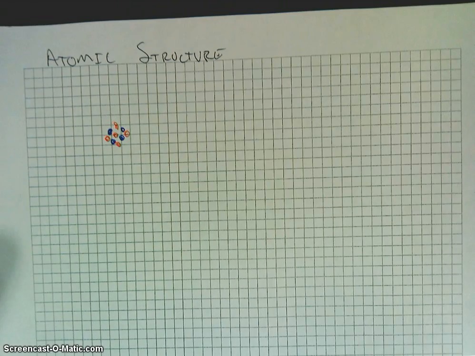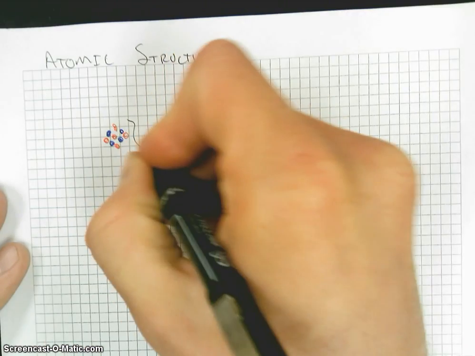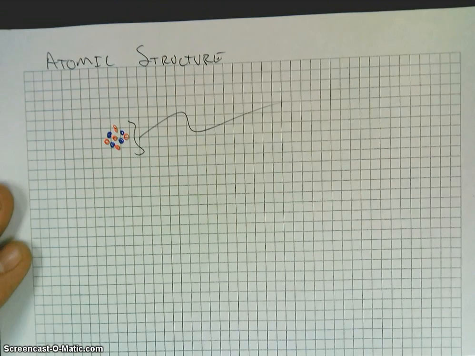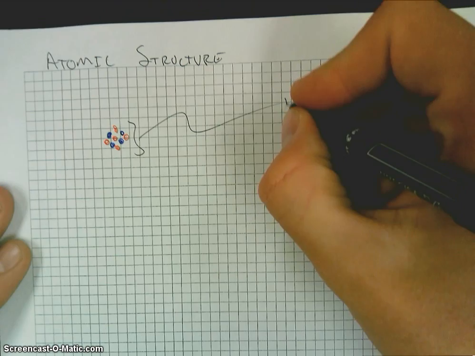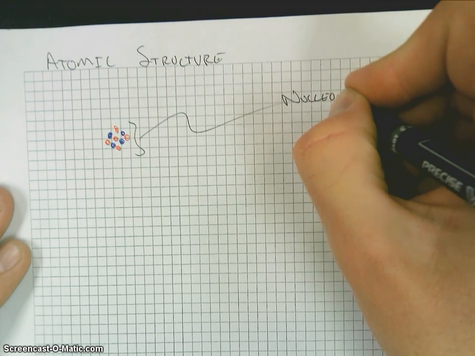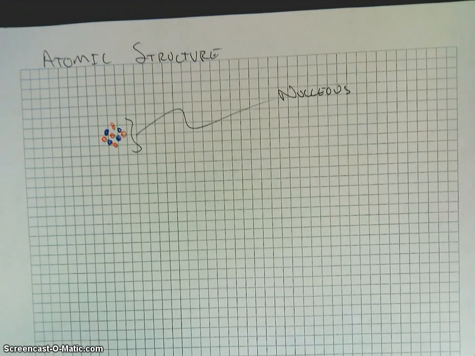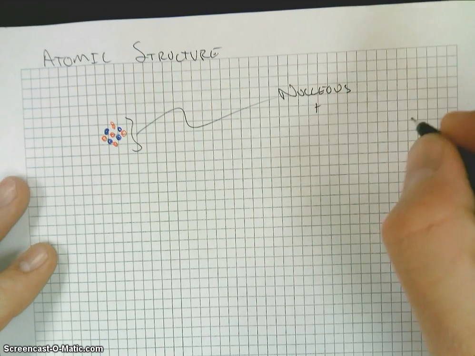Now again, you guys should be familiar with this from the video and from previous science classes, but on the inside of every single atom we have a nucleus. Now that nucleus is where we contain both our protons and our neutrons.